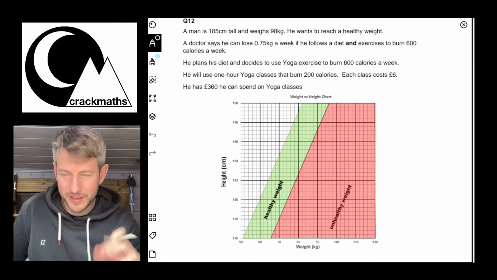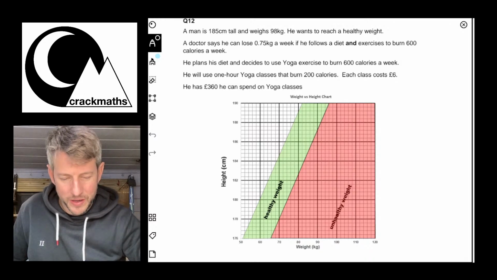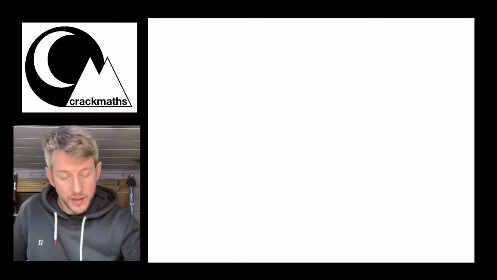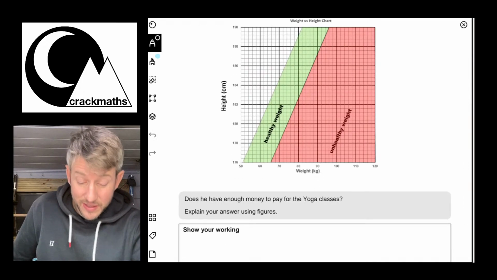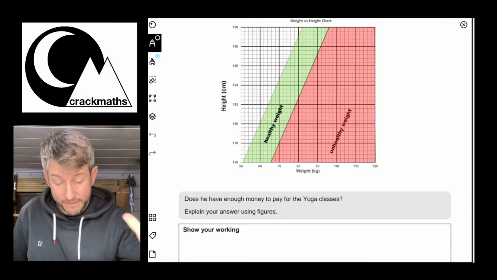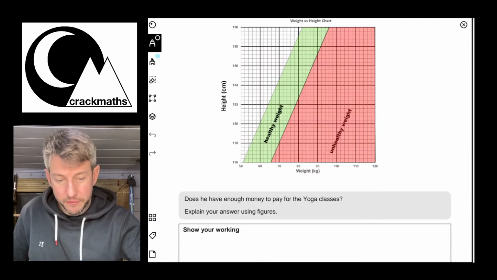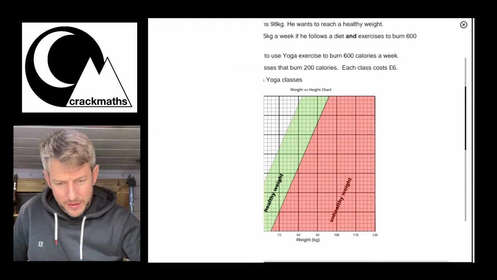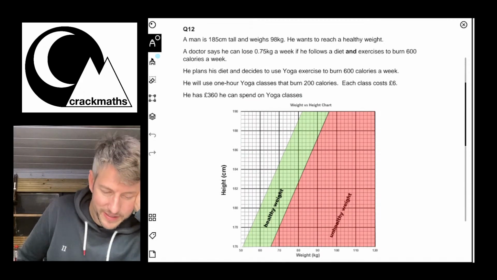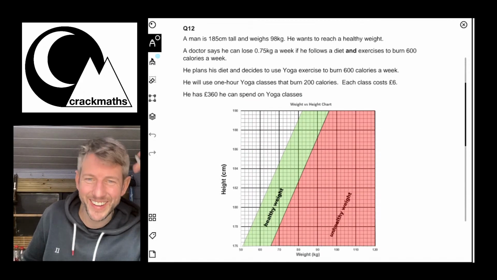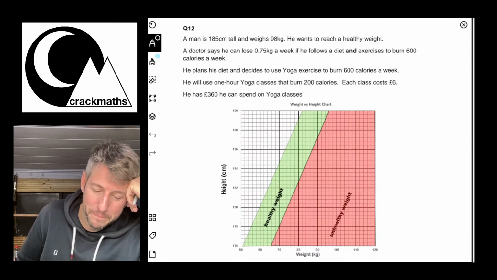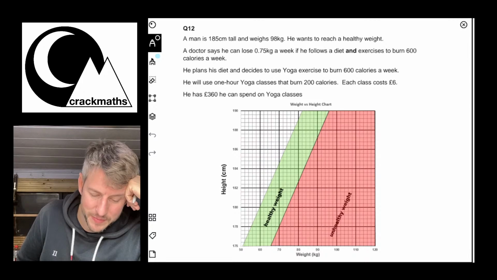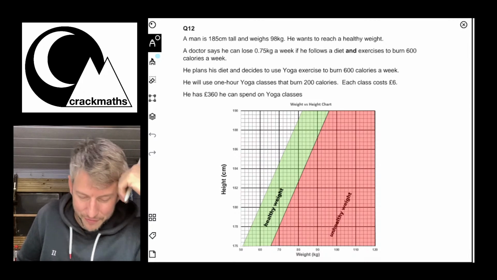This is a lot going on. Right, and let's see what the question is. Does he have enough money to pay for all the yoga classes that he's going to take? Explain your answer using figures. Oh dear. Right. So there is a lot to think about here. A man is 185 centimetres tall. I feel like we've got to use the graph for this.